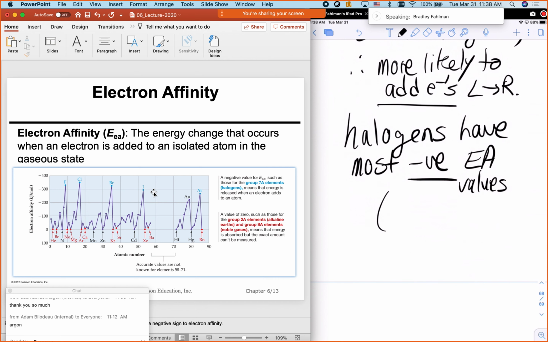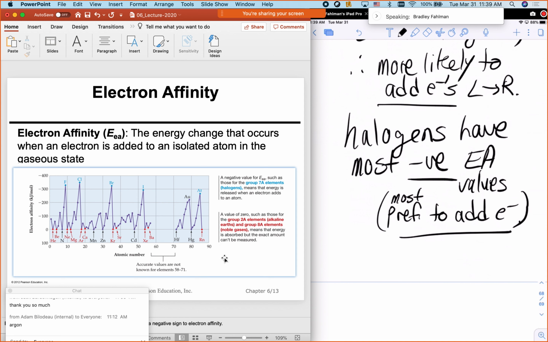Which means that they are most preferred to add electrons. And we know that's the case, right? Because F is almost always F minus in compounds, and same with Cl and Br. So that's the trend with electron affinity. The more preferred it is to add electrons, the more negative its value will be, and that corresponds to energy being released when this happens.